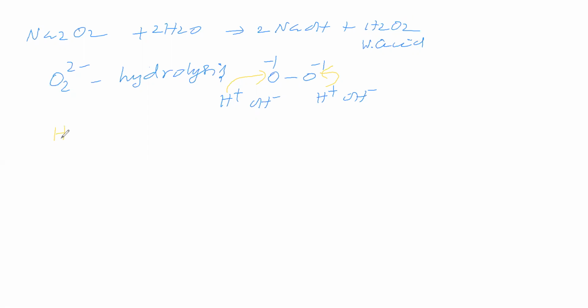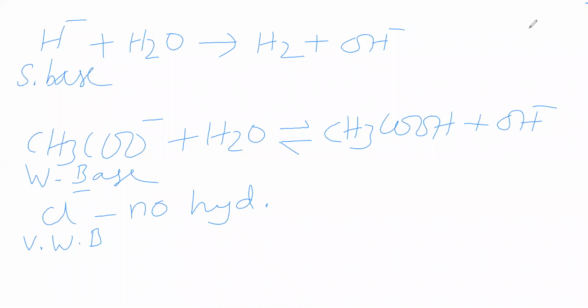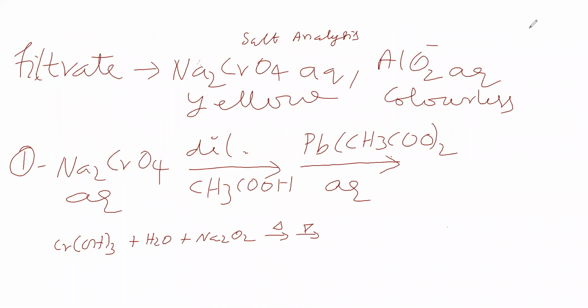We will see. We have taken this hydrogen peroxide with chromium. We have come for this in order to discuss chromium only. Now we have gone for this test. We took the filtrate. The filtrate may be a yellow colored solution or colorless. Yellow colored solution means sodium chromate. Colorless means meta-aluminate. For chromium, we have gone for the test.